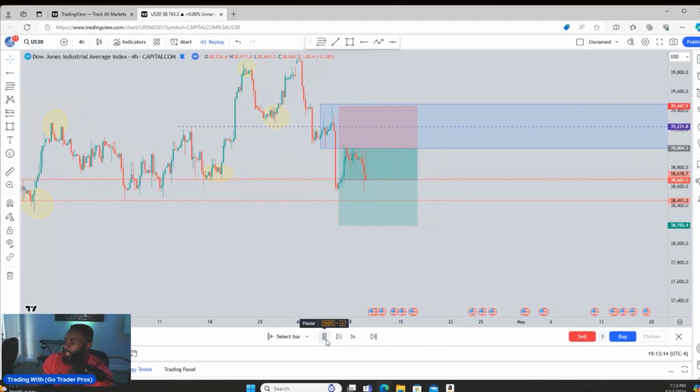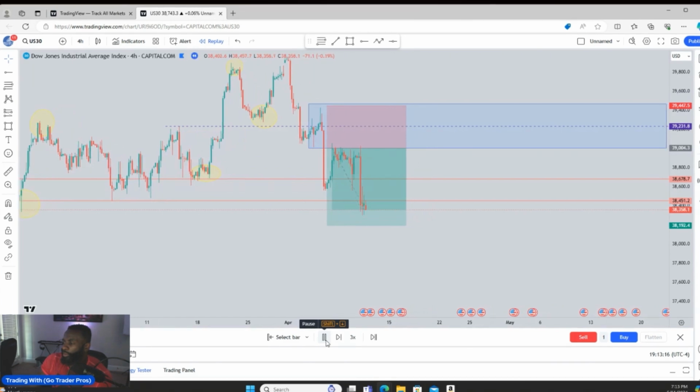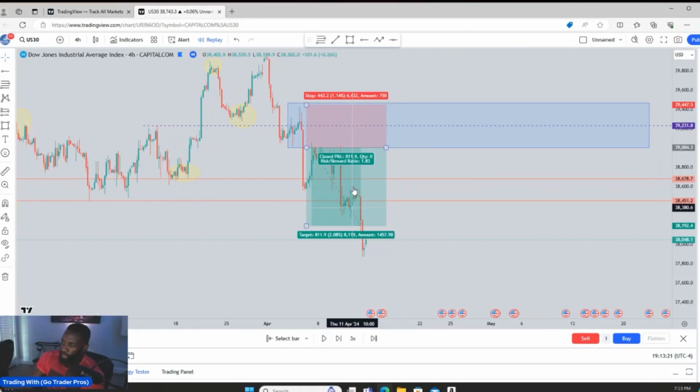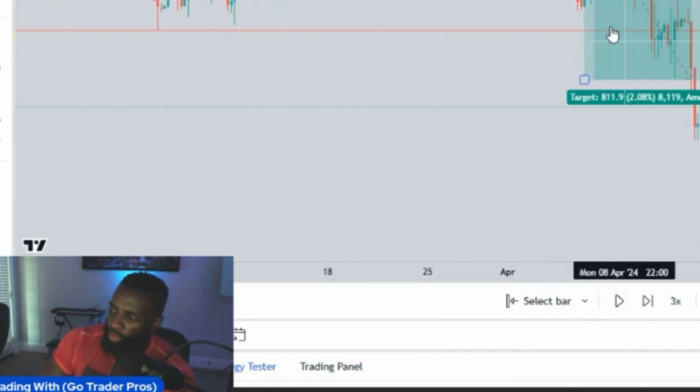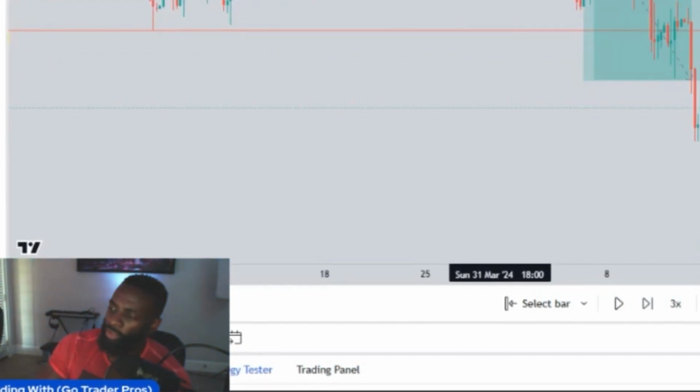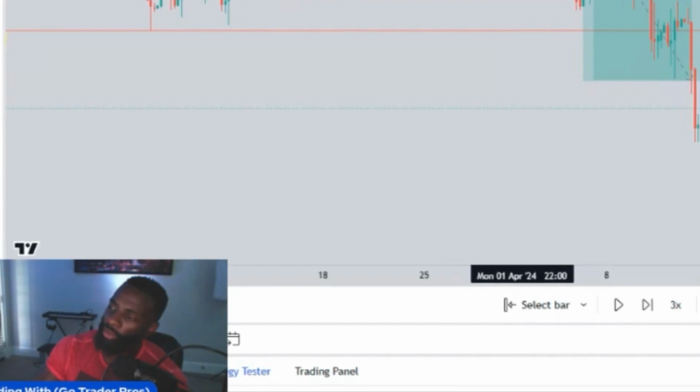Nice, playing around in the area. Boom. And smack, we almost got it. There we go. Okay, so pretty much all we did was wait for the market to start a trend, which the trend started being on the sell side.